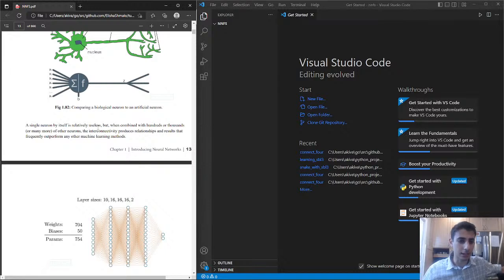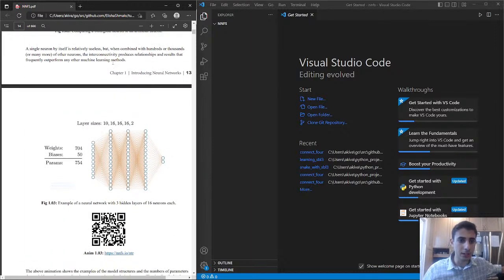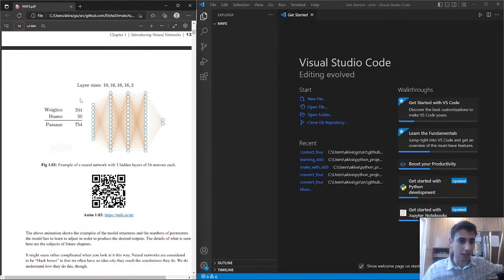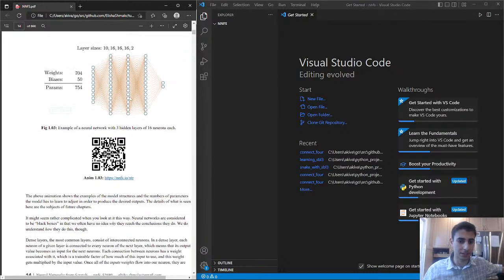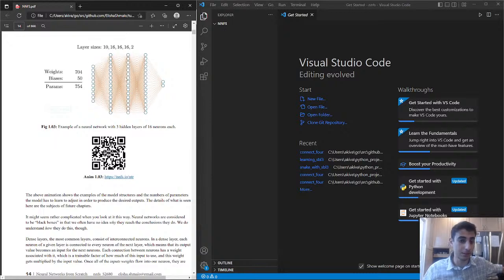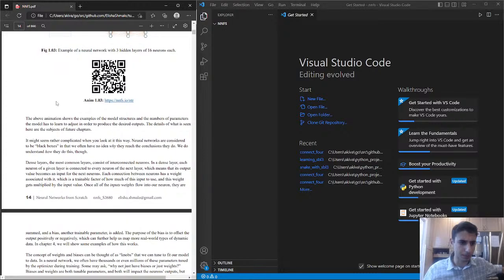A single neuron by itself is relatively useless, but when combined with hundreds or thousands or many more other neurons, the interconnectivity produces relationships and results that frequently outperform any other machine learning methods. This is true. And here we have an example of a deep neural network, bunch of stuff. This might not make sense to you if you don't know what a neural network is, but someone coming from TensorFlow or PyTorch should be very comfortable with this kind of model. This kind of thing will be explained later, I imagine.